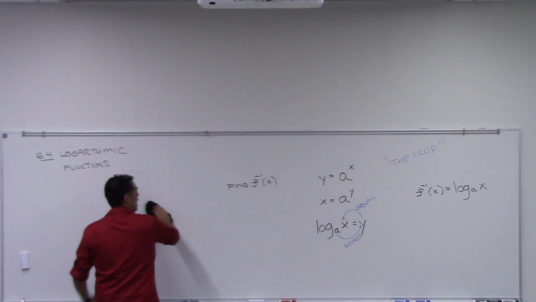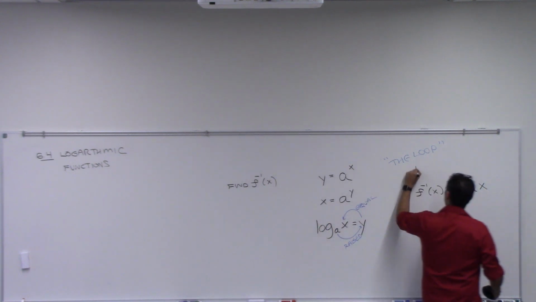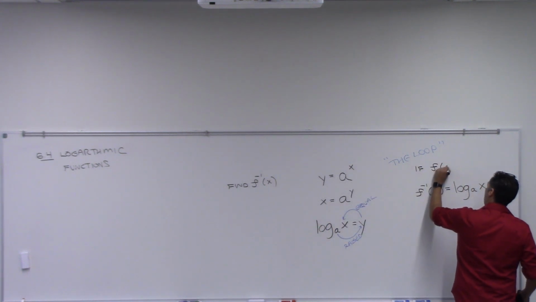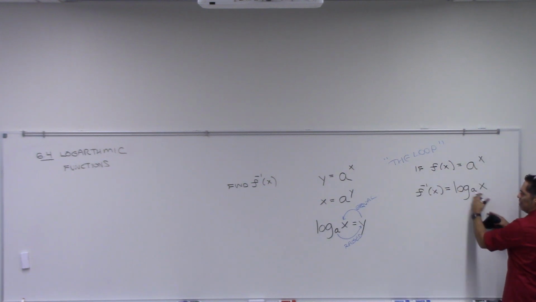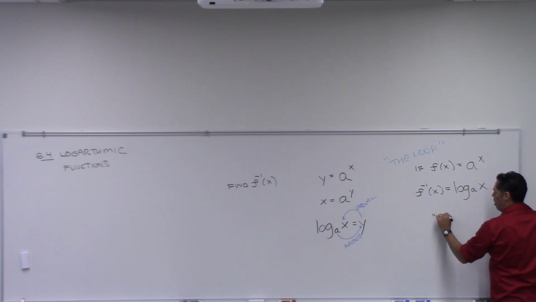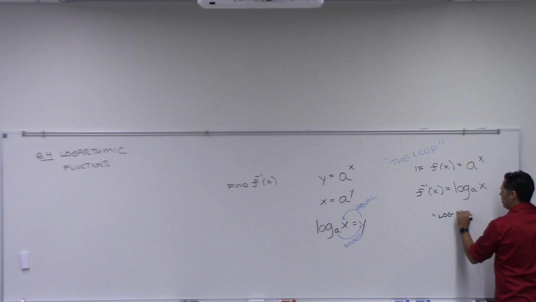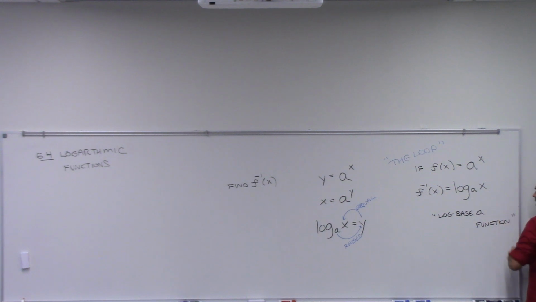So that right there is right now our general answer, right? If somebody gives you a function f of x equals a to the x, then the inverse of it is this thing right here. And just so you know how we say this, this is called the log base A function. The log base A function. And that's what it says right there. Logarithmic function of base A.